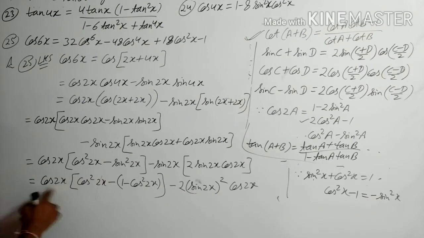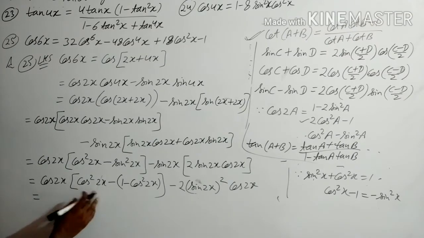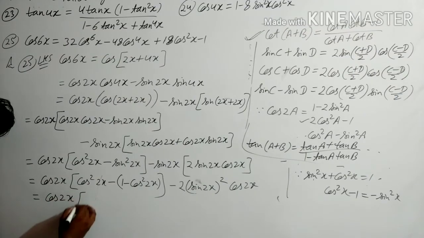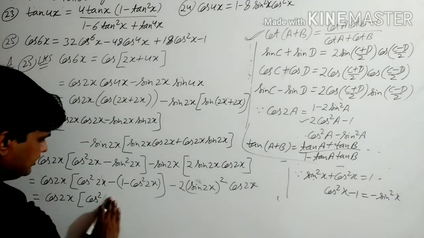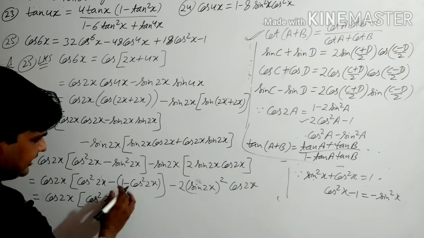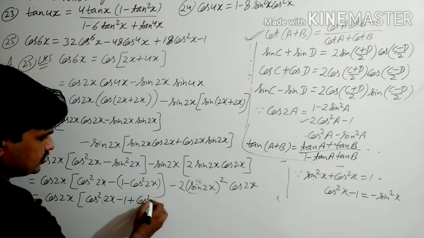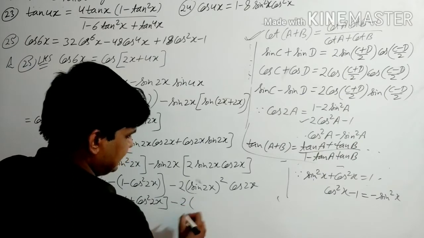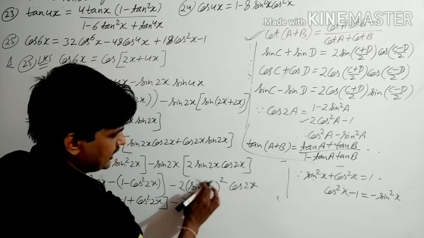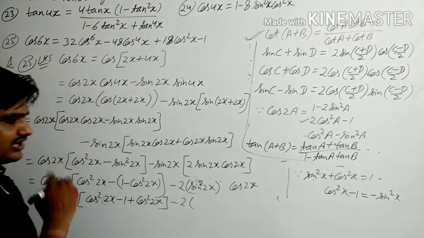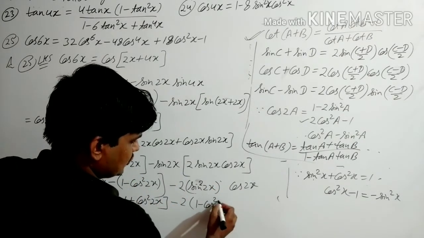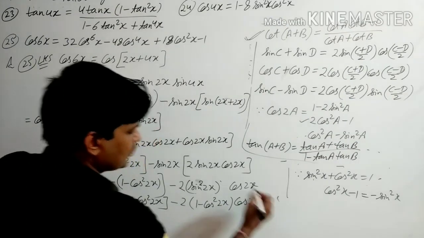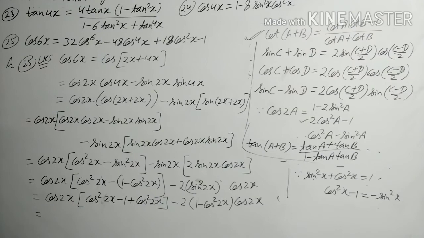Now, cos 2x can be written as, okay, ek bar aur, isko thoda sa simplify kar lete hain, then cos square 2x minus 1 and minus minus plus cos square 2x minus this sin 2x can be written as, ye jo square hai isko hum yahan bhi likh sakte hain sin square 2x. So 1 minus cos square 2x into cos 2x equals to cos 2x.